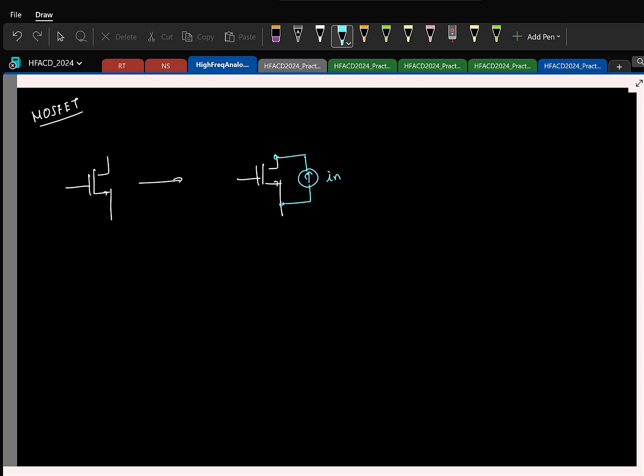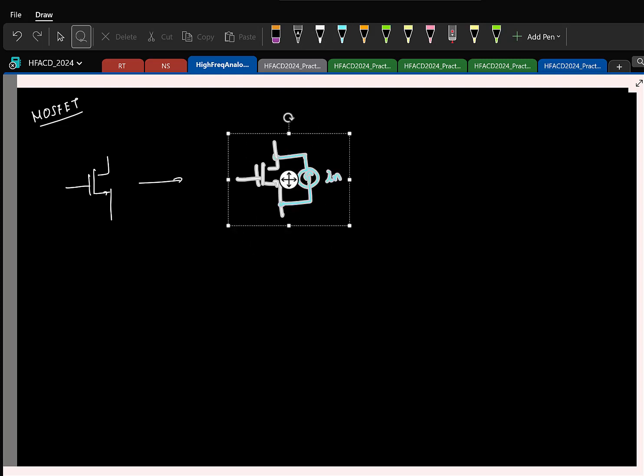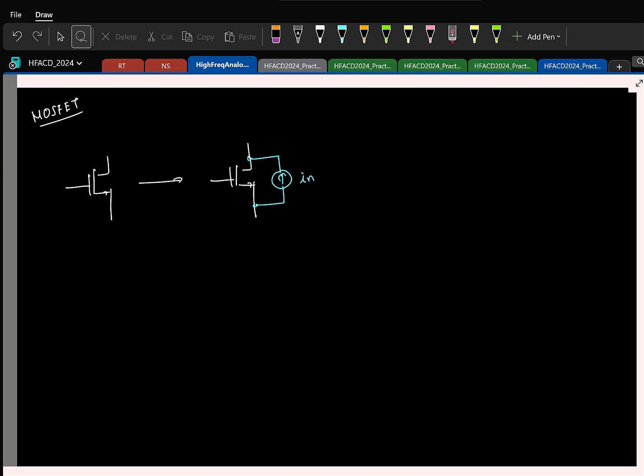And what are the three regions of operation for a MOS transistor? Yeah, okay, cutoff, linear, saturation. In which of the regions do you think it will add noise? In cutoff, what is the current? There are no charge carriers flowing, so you don't have to worry. So only in the other two regions you have to worry.